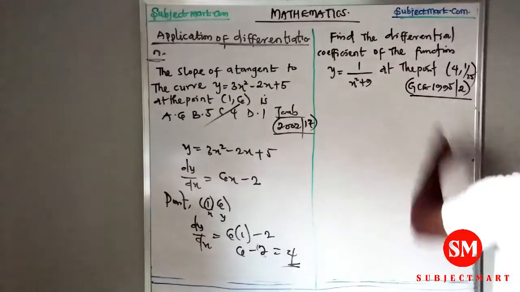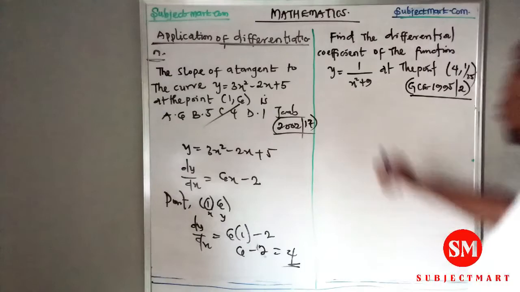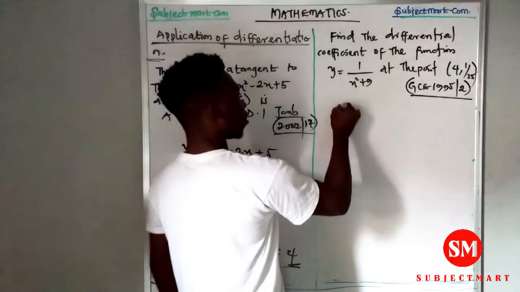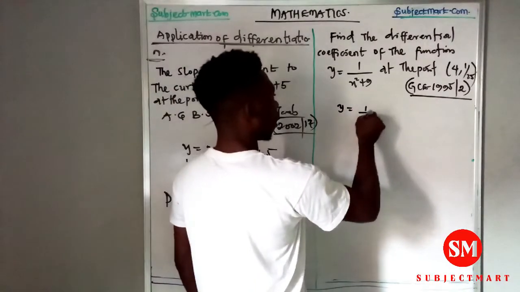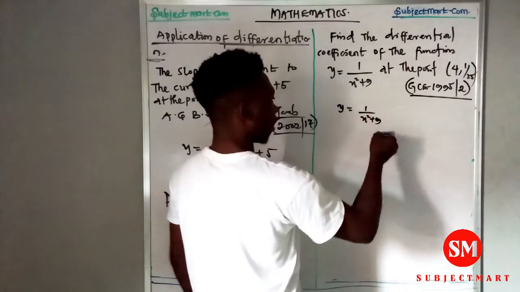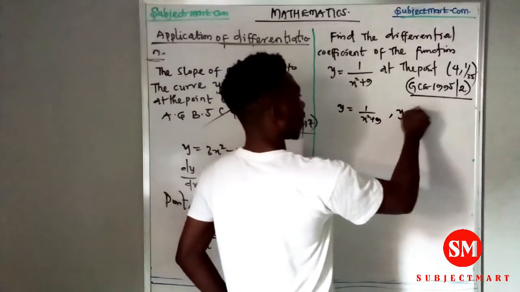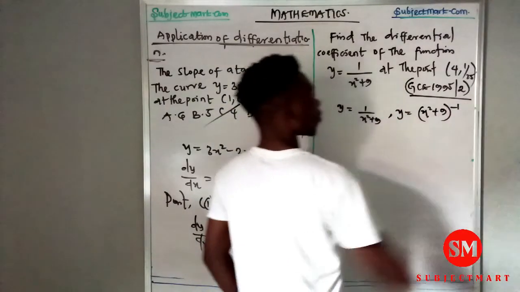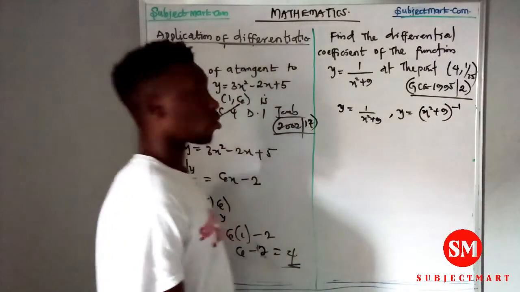This GC question 1995, question number 2 said, find the differential coefficients of the function. What is your function? Y here is equal to 1 over x squared plus 9. This function can be represented as y equals x squared plus 9 raised to the power minus 1. So with this you can use the quotient rule to solve.